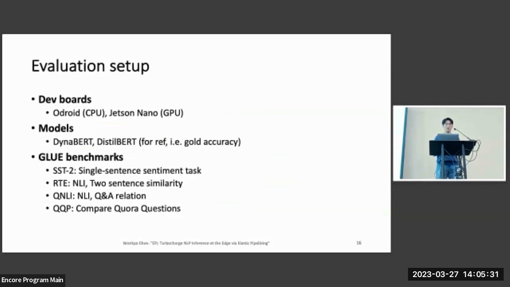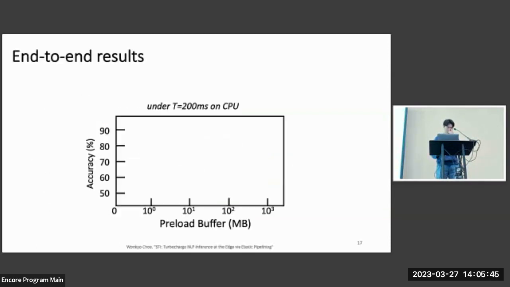So we've talked about the technology. We evaluate our system on multiple edge devices, Android or Jetson Nano. And for models, we use DistilBERT and ALBERT and evaluate on a popular NLP benchmark. So let's look at the end-to-end result. The X-axis means preload buffer, and the Y-axis indicates accuracy, and the result is under a 200 millisecond target latency on CPU.